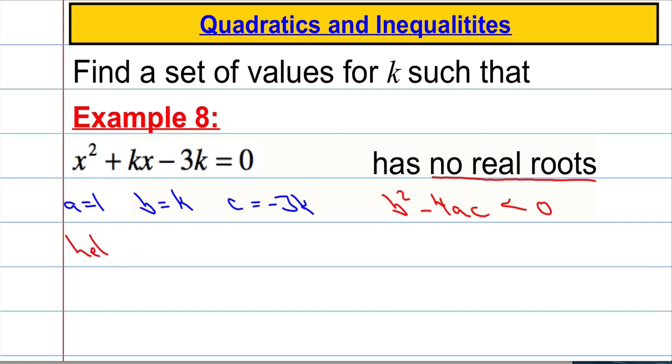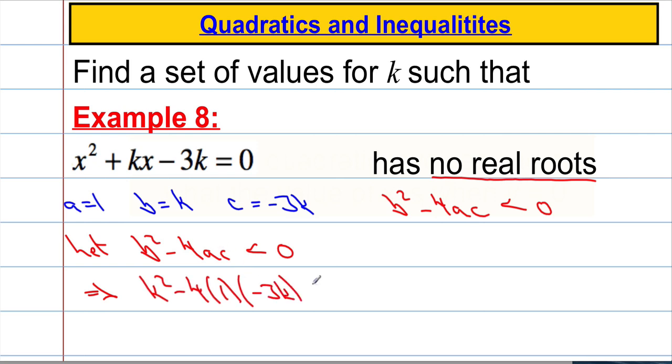So here's what we're going to do. We're going to let b squared subtract 4ac be less than 0. And then we substitute. b is k, so we get k squared subtract 4 times a, which is 1, times c, which is negative 3k. And that must be less than 0. Let's see if we can tidy this up. So we get k squared subtract negative 4 times negative 3 will be positive 12k, must be less than 0.